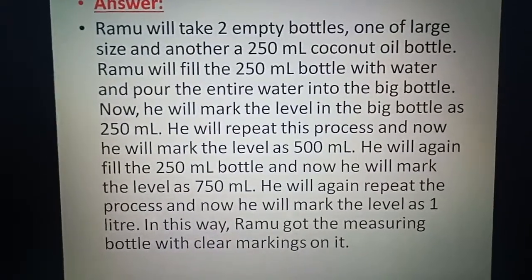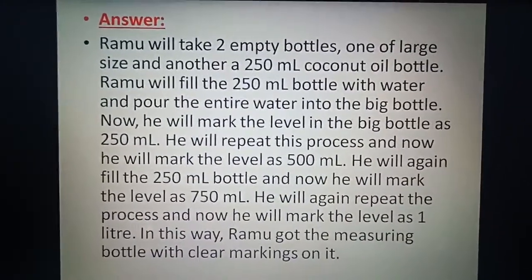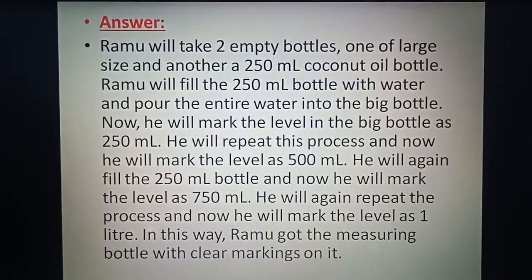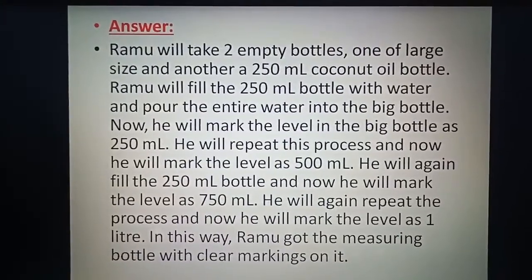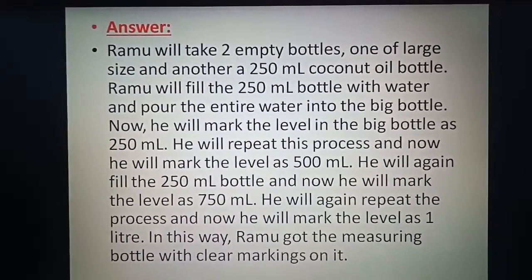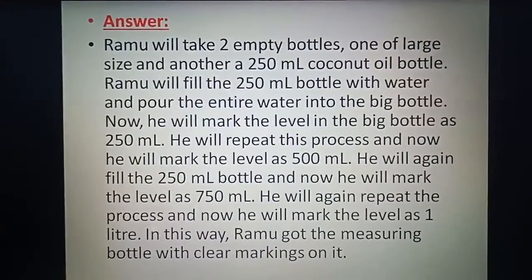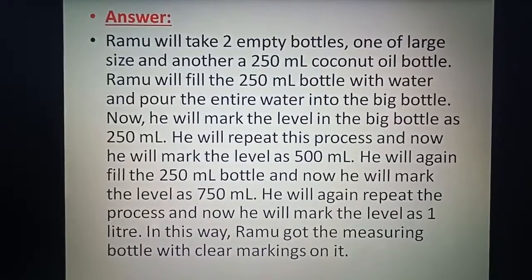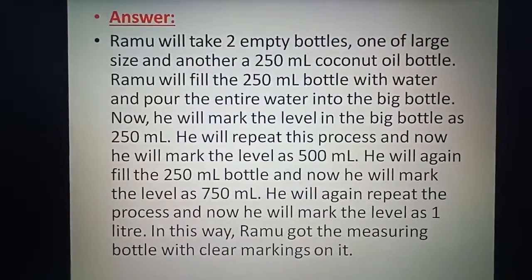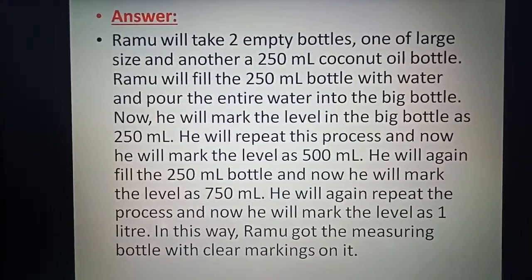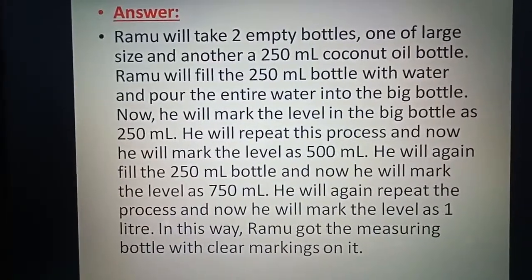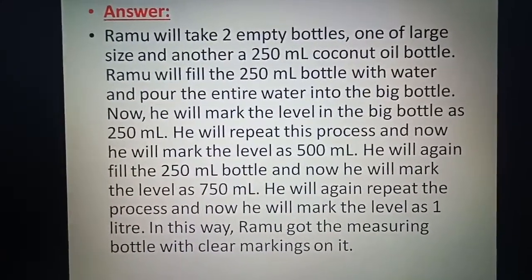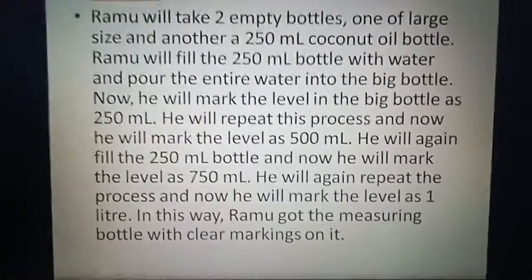Now the answer is Ramu will take 2 empty bottles, one of large size and another 250 milliliter coconut oil bottle. That we already know. Ramu will fill the 250 milliliter bottle that he has in his hand with water and pour the entire water into the big bottle. Okay. He will at first take the 250 milliliter bottle, fill it with water and pour the entire water into the big bottle. Now he will mark the level in the big bottle as 250 milliliter. Okay, he has taken the first mark.